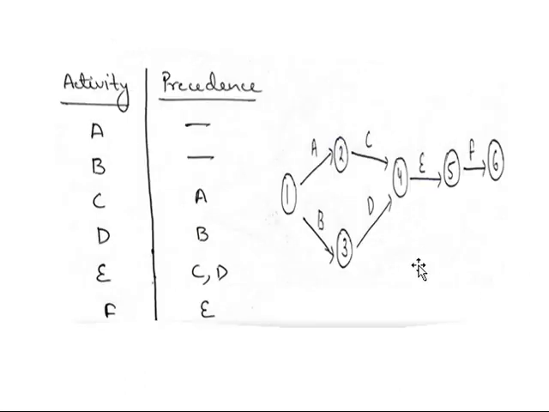That has already been done. This is the thing. A and B are the activities which do not have any precedence, and this will be the starting point, the common node. Activity C will start after A. Activity D will start when B has been completed. Activity E starts when both C and D have been completed. Here C and D have been merged and activity E has started. Activity F will start only when E has been completed. This is the network diagram.